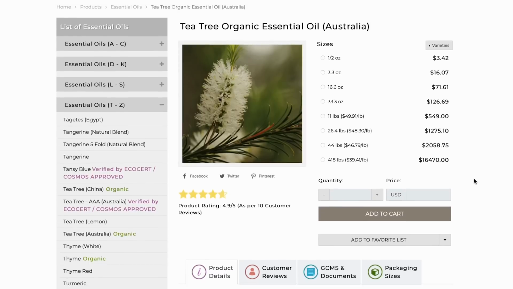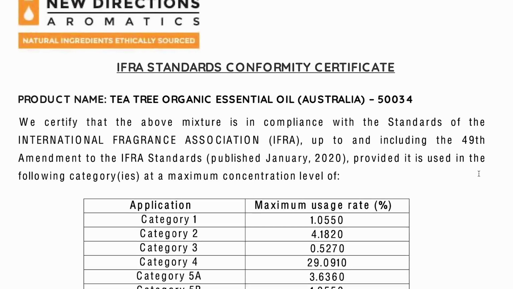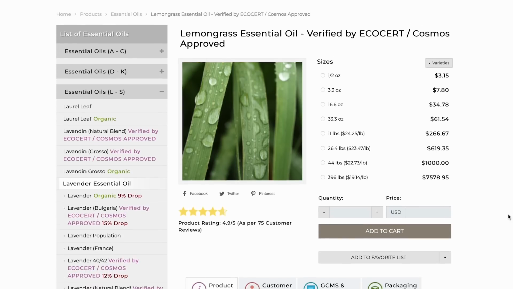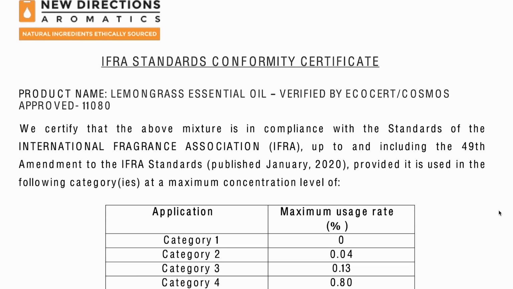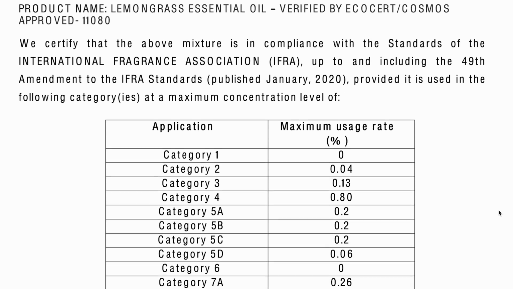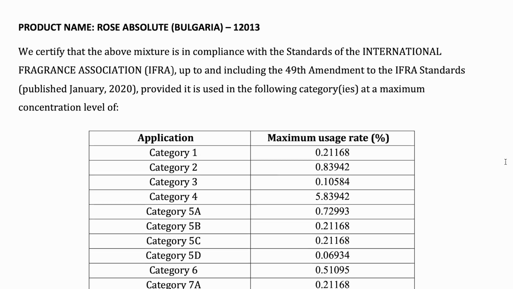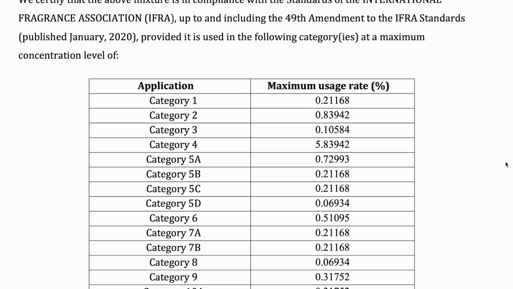I want to take a quick detour and show you some of the documents for some essential oils that aren't quite as easy to work with, that don't have quite as generous limits. And again, these are all from New Directions Aromatics. Tea tree essential oil is limited to 3.63% in body creams and 1.05% in hand creams. Lemongrass essential oil is limited to 0.2% in both body creams and hand creams. And rose absolute is limited to 0.73% in body creams and 0.2% in hand creams.